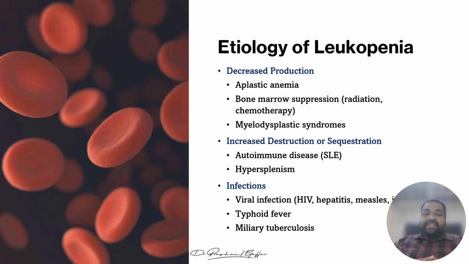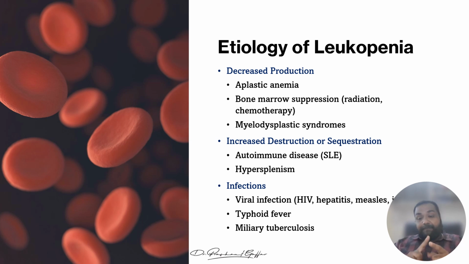Second cause is increased destruction or sequestration. Okay, destruction हो रहा है WBC का. So it is happening in autoimmune diseases like systemic lupus erythematosus, SLE, or hypersplenism. तो spleen अपने आप से ज्यादा काम कर रहा है, right? Some infections also cause leukopenia, like viral infections, especially AIDS, acquired immunodeficiency syndrome, HIV, human immunodeficiency virus, hepatitis, measles, right? Typhoid fever.